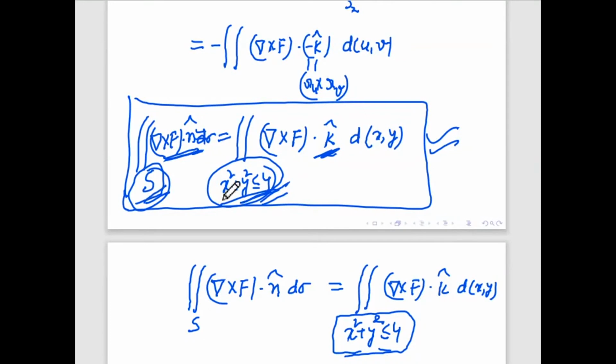This is the open part of the surface. So the surface integral of del cross f dot n over the surface S is the same as the surface integral over the open part of that surface. If you add this part to the surface, it will become closed.